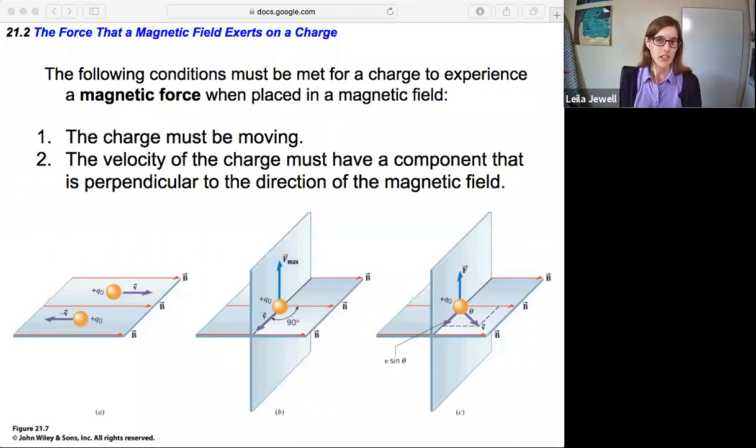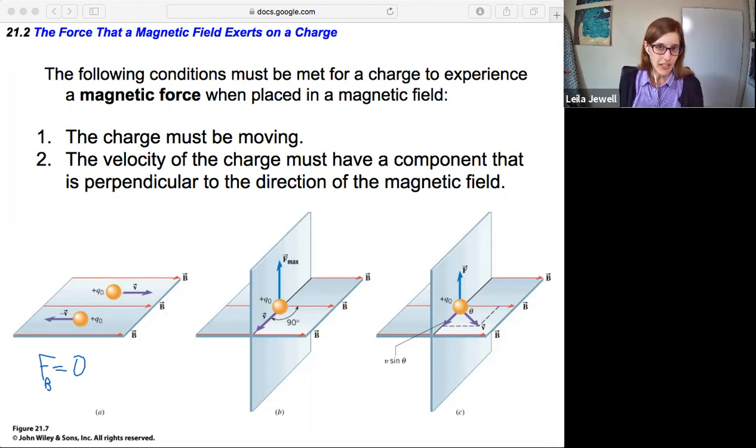The second one is that the velocity of the charge matters. The velocity of the charge needs to be at least partially perpendicular to the direction of the magnetic field. Now that's depicted down below because that sounds a little confusing. In other words, the velocity can't be parallel to the magnetic field. If the velocity is in the same direction as the magnetic field, as is shown here, going to the right, or in the opposite direction as the magnetic field, going to the left, there's no force, at least due to the magnetic field.